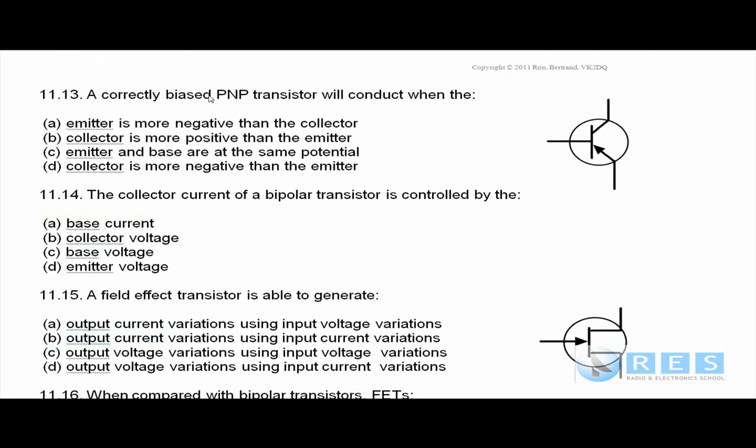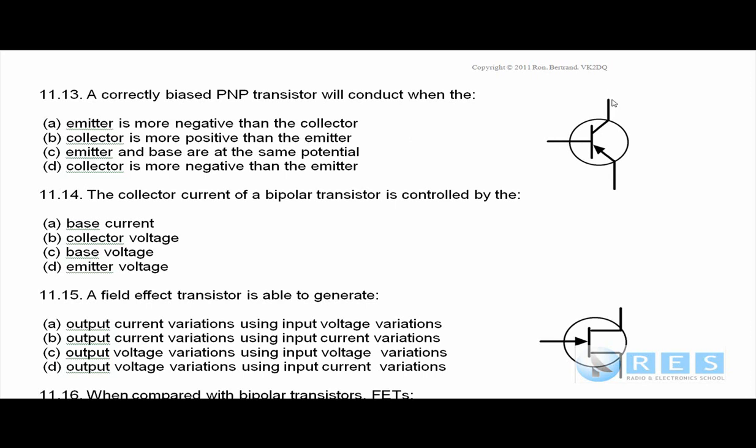11.13, a correctly biased PNP transistor will conduct when? Let's look at the symbol and forget about the answers for a moment. If we want current to flow in the collector circuit, it would flow against the direction of the arrow. So this would be negative and this would be positive here. In the base emitter circuit, this would be negative and this would be positive for current to flow against the direction of the arrow. So let's have a look at the answers.